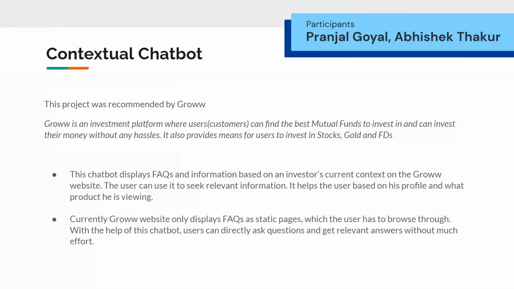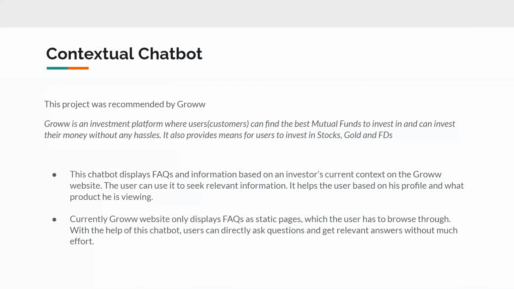For this project, we had to make a contextual chatbot. This project was recommended by Groww, and the main thing we want to achieve is to make the user interaction to get relevant information interactive rather than static. Currently, Groww has its FAQ section, the help section, but it is made up of static pages, so there is no user interaction involved. So through this project, we aim to make this process interactive, and hence we have built a chatbot for the same.